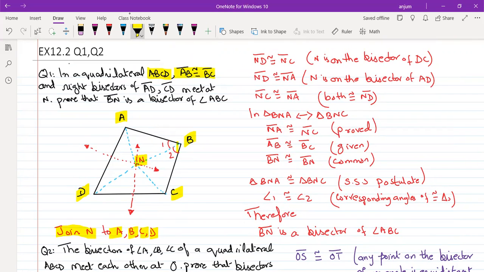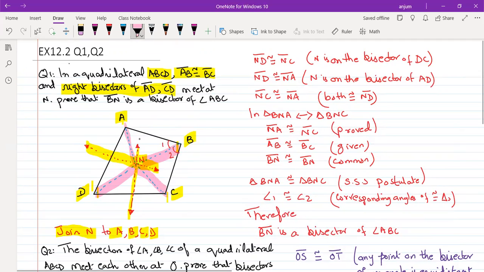First of all, we have to draw the right bisectors of AD and CD. So we have drawn the right bisectors of AD and CD. These are the right bisectors. The first one is this one, and the second one is this one. So they are intersecting each other at the point N. And then afterwards, we are joining this point N to all the 4 points A, B, C, and D. We can highlight it like this. We have joined this N to these 4 points.